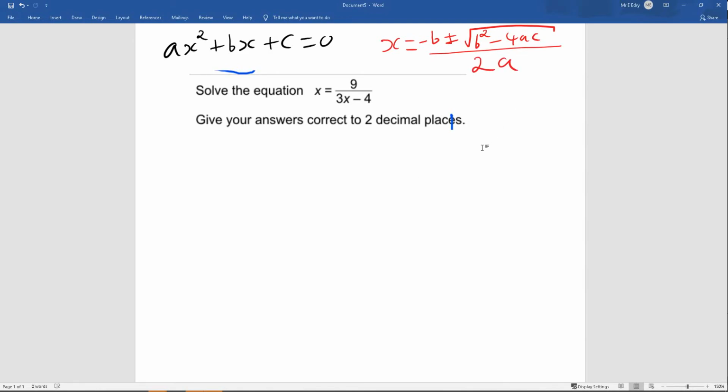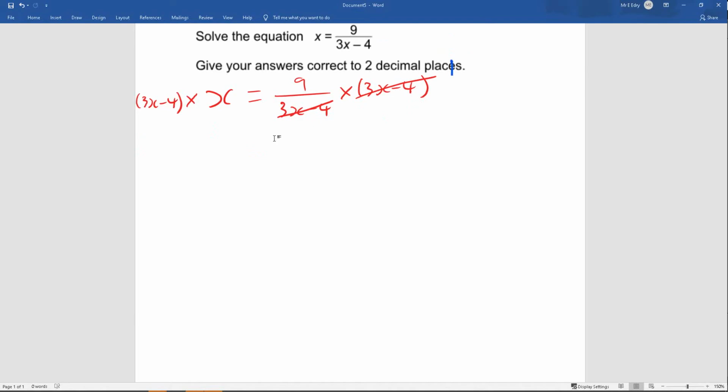So first of all, I essentially want to deal with the fraction on the right hand side. I will do this by multiplying both sides by 3x minus 4. Having done that, on the right hand side, the 3x minus 4 will cancel. And on the left hand side, I have x times bracket 3x minus 4. So I will have 3x squared take away 4x is equal to 9.